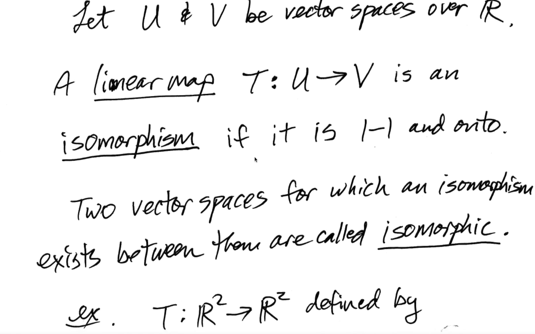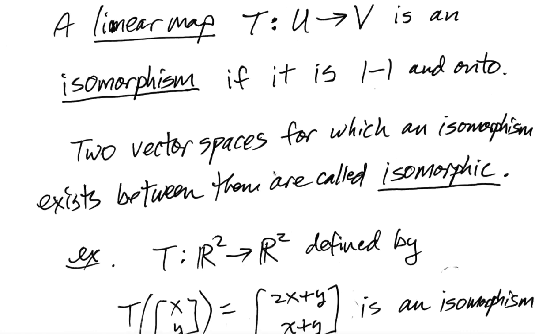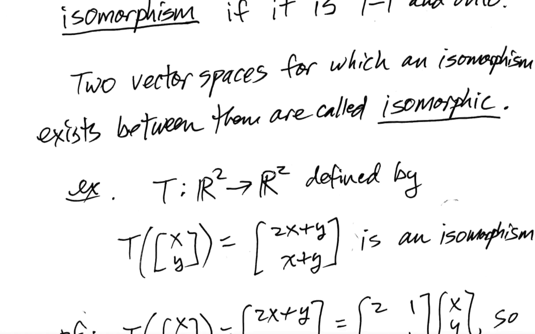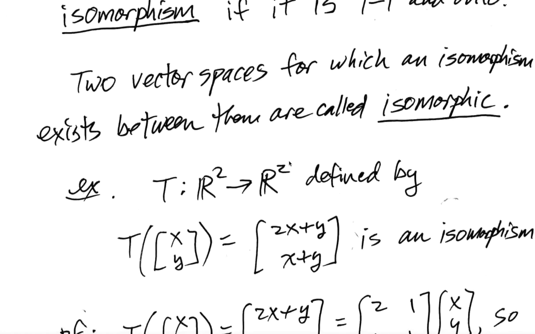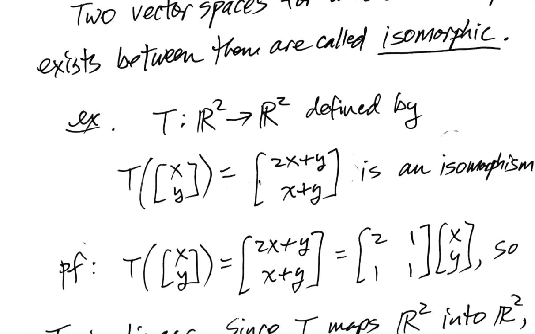Okay, the idea of isomorphism exists throughout abstract algebra. You can have isomorphic groups and fields and rings and things like this. This says in essence that two vector spaces are essentially the same, except for maybe some symbolic differences. All right, let's take a quick example. I've got a mapping T from R squared into R squared defined by the following. T of (x, y) is (2x plus y, x plus y), and I claim this is an isomorphism.